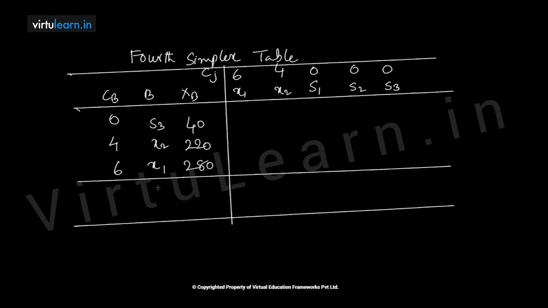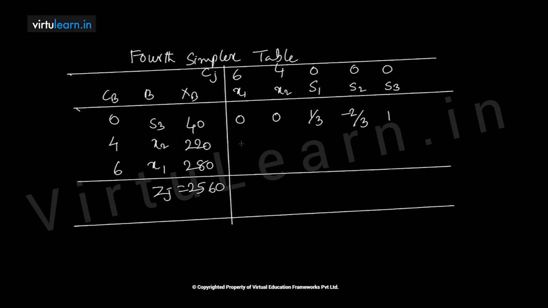290. So Zj value is equal to 2560. How we get this is 220 into 180 plus 280 into 6. This will give us 2560 x1 value. The row values which we have calculated in the same procedure, will get these values.